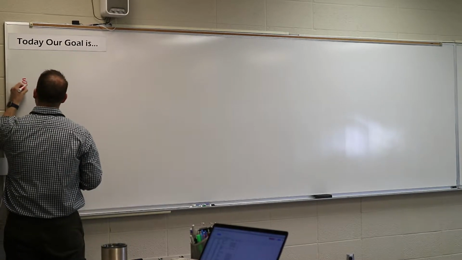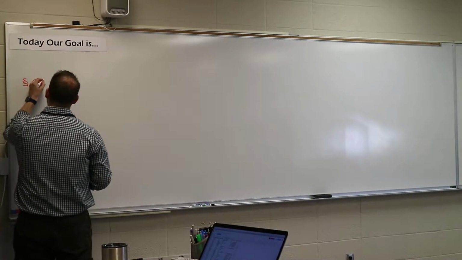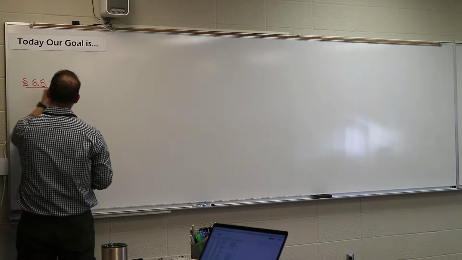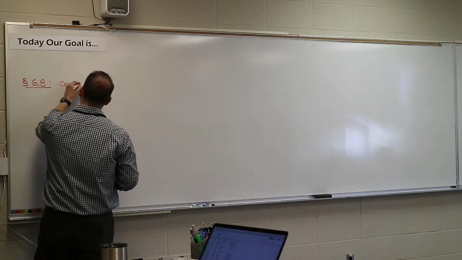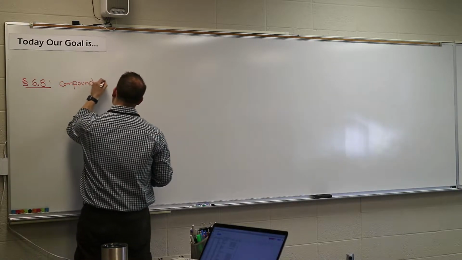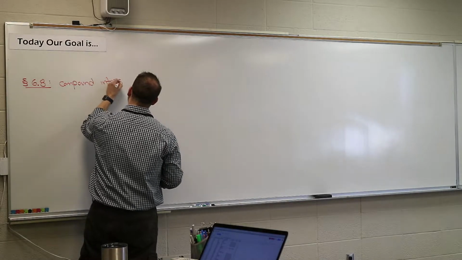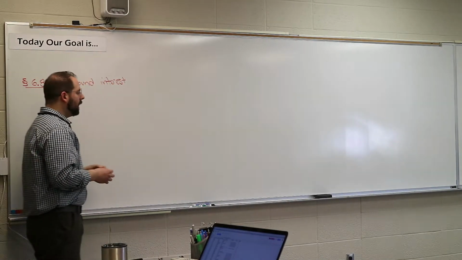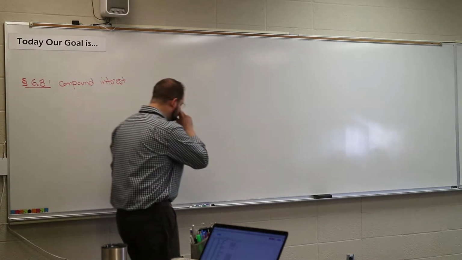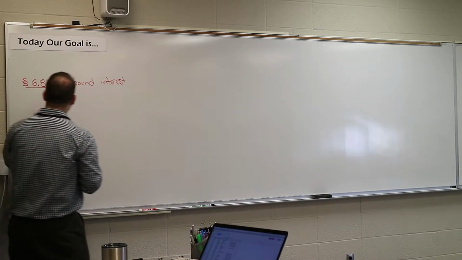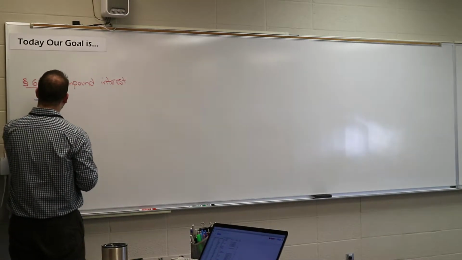What we're going to do today, we're doing section 6.8. We're dealing with compound interest. And I'm going to show you the shortcut that works, and this works for any type of credit card, as long as they have a certain percent. We're going to look at how to use a credit card to buy something.